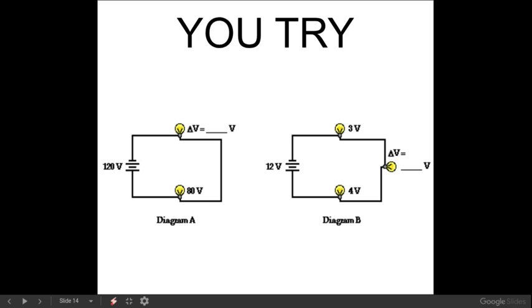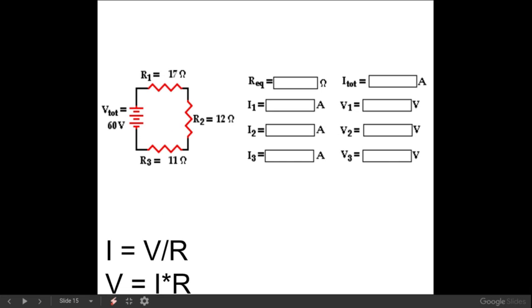So let's do a couple quick examples of these and then a few more fuller examples using all the stuff that we've learned. If we have a 120 volt battery and we know that this light bulb has an 80 volt drop, then what must be the voltage drop across this one? 40 volts. We have to use up all the voltage of the battery no matter what. So over here we have a 12 volt battery, a 3 volt drop, and a 4 volt drop, which makes this third drop over here have to be equal to 5 volts to get up to a total of 12.